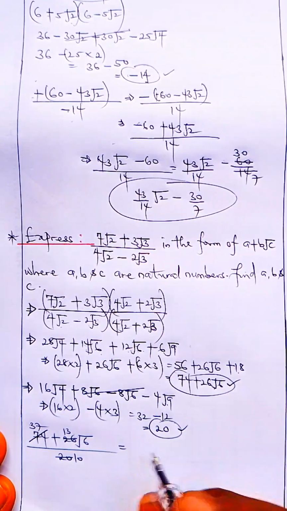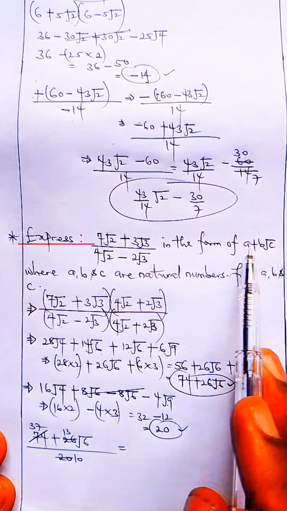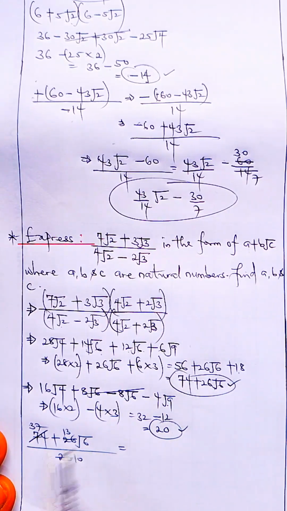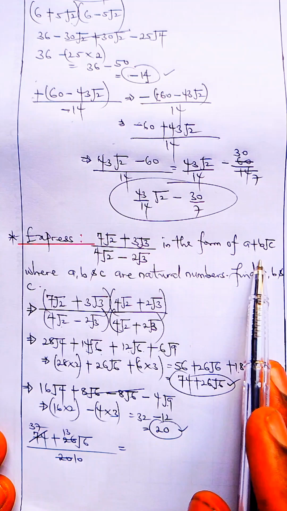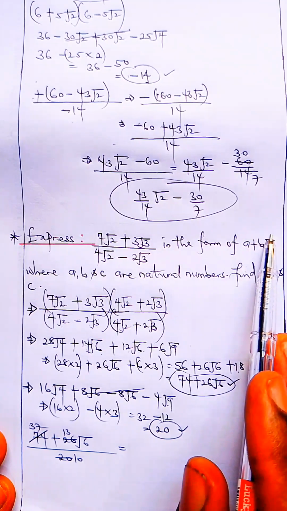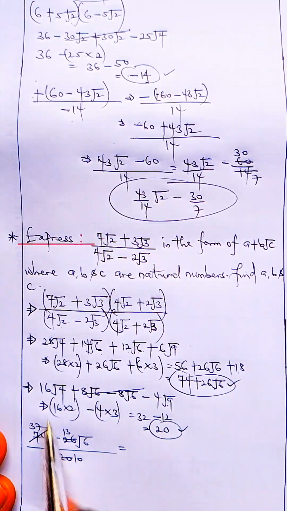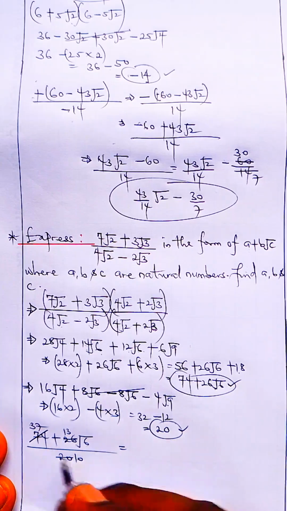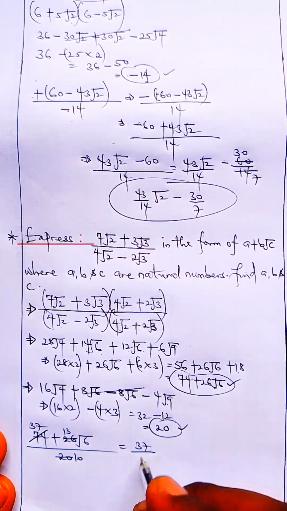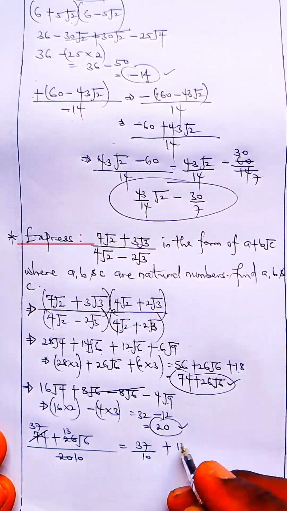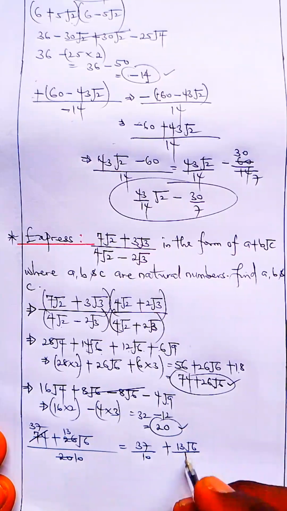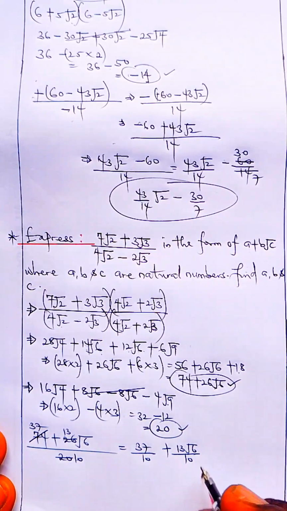So what do we have next? They want us to express it like this, a plus b root c. There's no denominator, no divisor here. So they want it to be in this format. So what do we do next? We just express it the way they want us to express it. So 10 we go in this, that'll be 37 divided by 10 plus 13 root 6 divided by 10. This is our final answer.